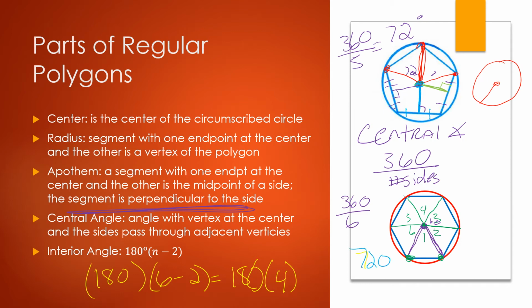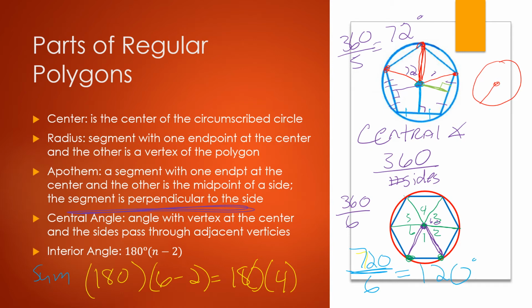And remember, once you find that sum, if you want to find the specific ones, you would divide it by 6. And for the hexagon here, they would end up being 120 degrees.